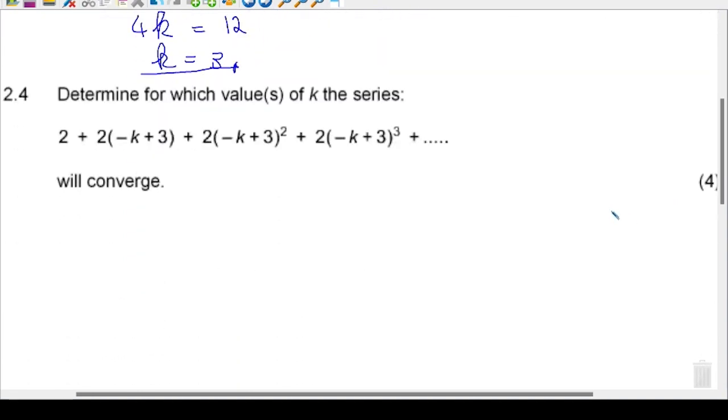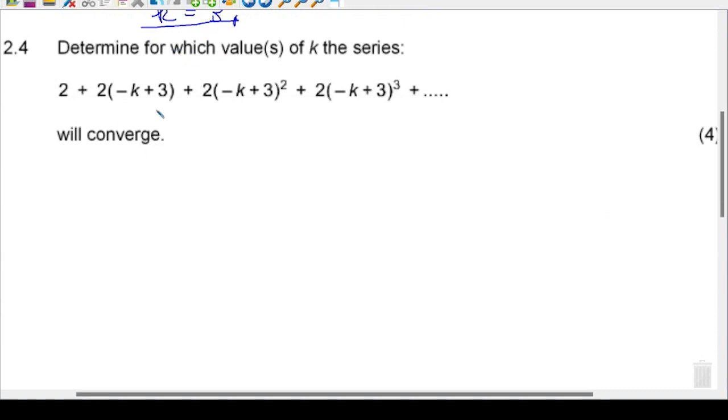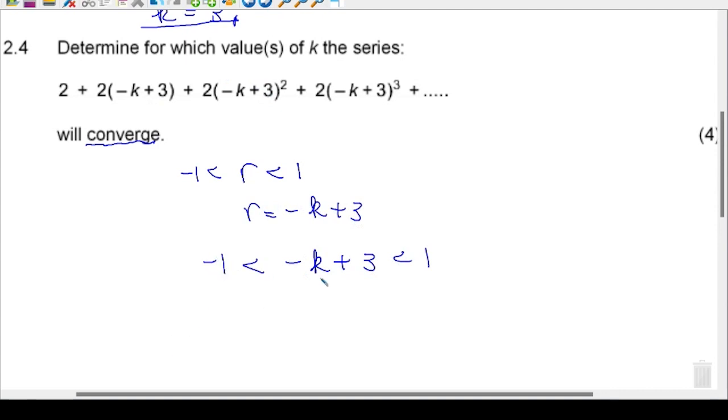Right, the next question asks about convergence, and we've already spoken about that on the frog question. But geometric series converge when r is between -1 and 1, not including -1 and 1. Now in this case our r, if we take any term and divide by the term before, is negative k plus 3. So we want that r value of negative k plus 3 to lie between -1 and 1.